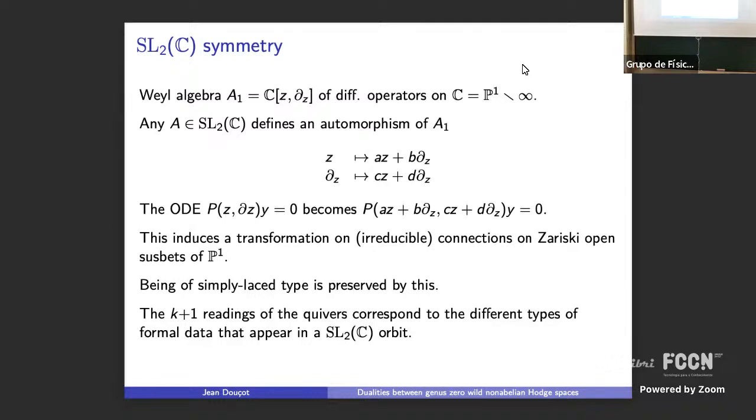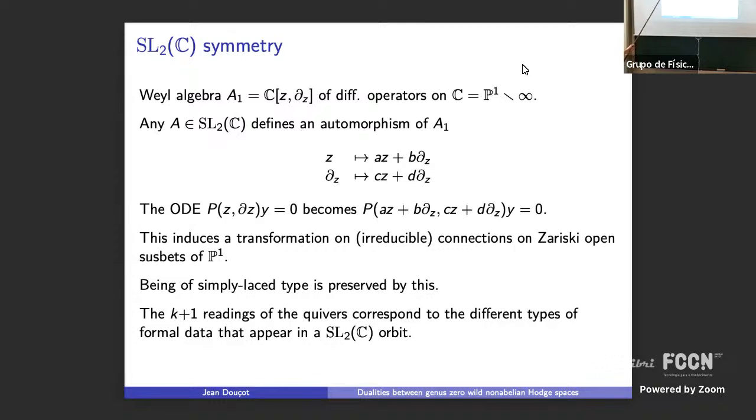So it's some kind of generalization of Fourier duality. Maybe if I explain this slide, it will become slightly clearer. It's an extension of Fourier duality. You have this nice k+1 legs in the simply laced case, but you can view it in a slightly more abstract way. There is an underlying SL2C symmetry behind that.